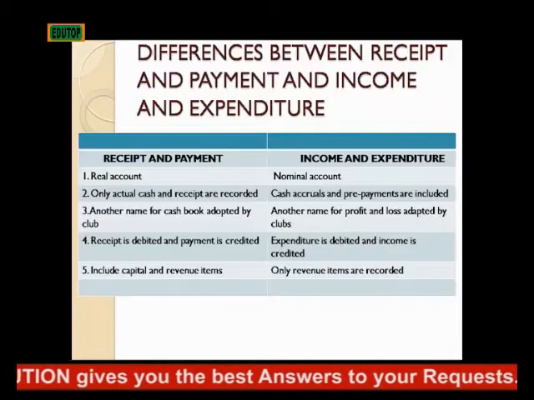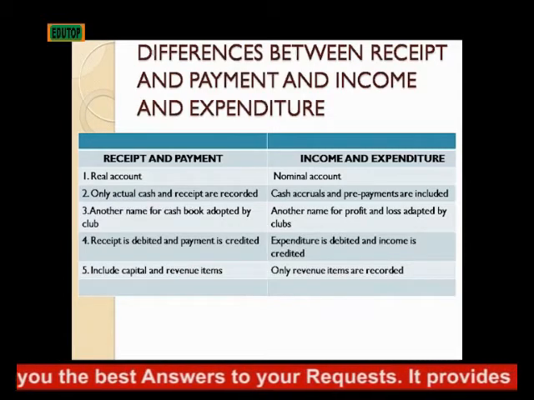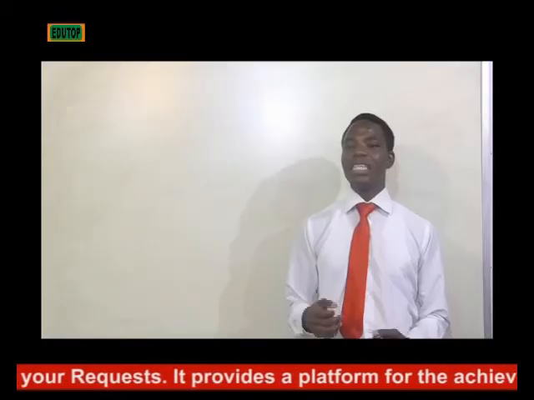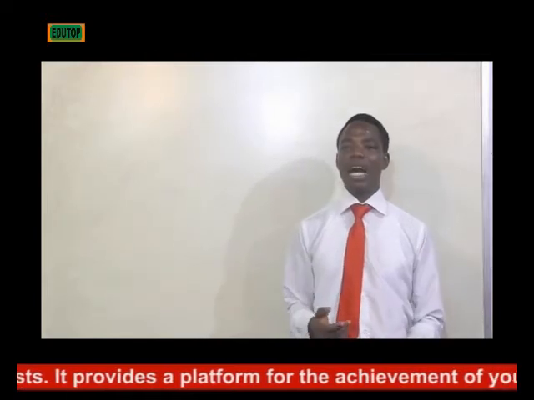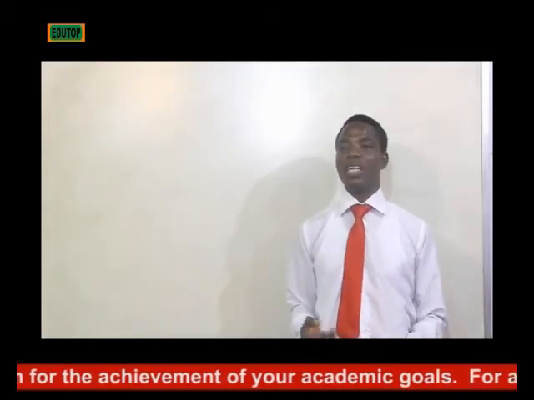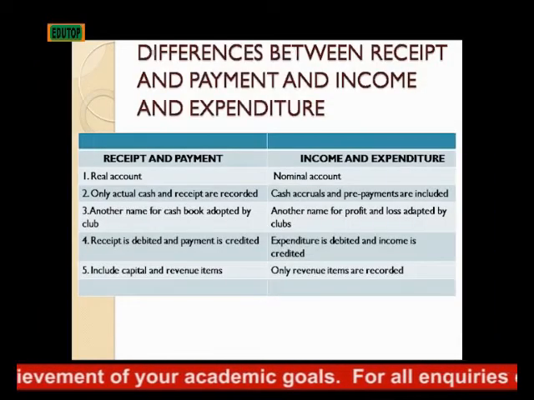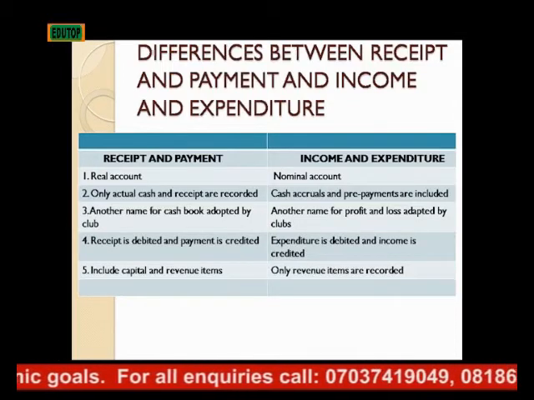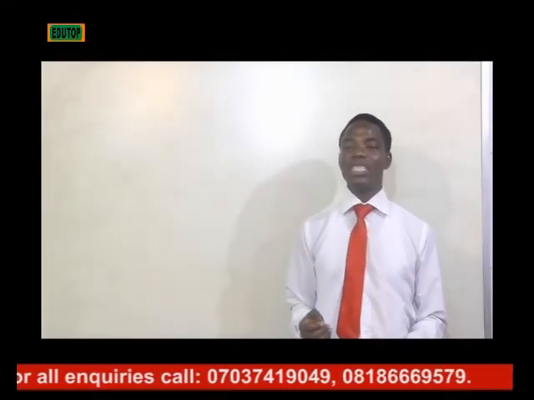Then number three, another name for cash book adopted by clubs. So the receipt and payment account is another way of presenting the cash book, adopted by non-profit making organizations. Then income and expenditure is another name for profit and loss adopted by the club. It's another way to prepare the trading and profit and loss account for them. So this receipt and payment is another way of preparing the cash book for non-profit making.